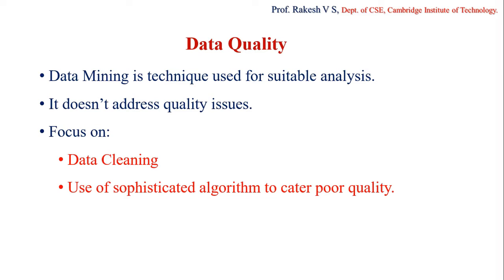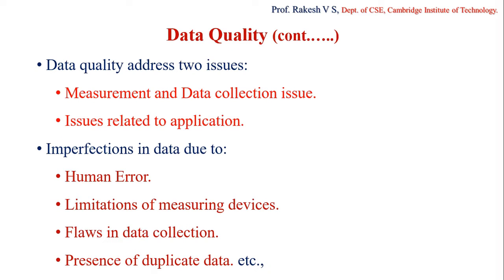Instead, it focuses on two things. One is detection and correction of quality problems, which is also called data cleaning, and the other one is that it uses sophisticated algorithms. These sophisticated algorithms are capable of handling some or the other kind of issue that we have with respect to data. So the data quality issue mainly focuses on these two things: one is data cleaning, and the other is those algorithms which could cater to the poor quality of the data. Here we are going to address two issues: one is measurement and data collection issues, and the other is issues related to application.